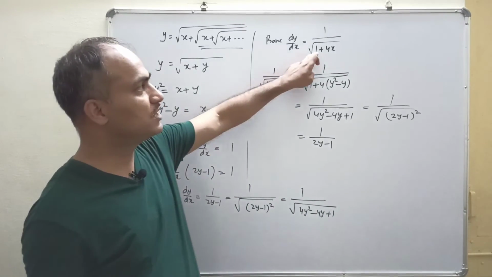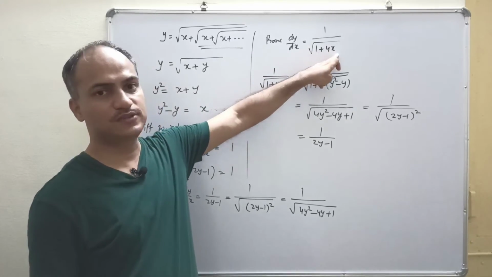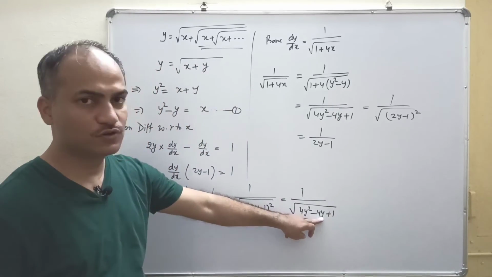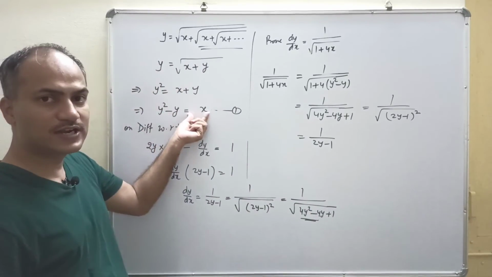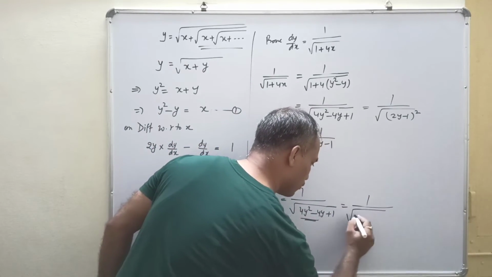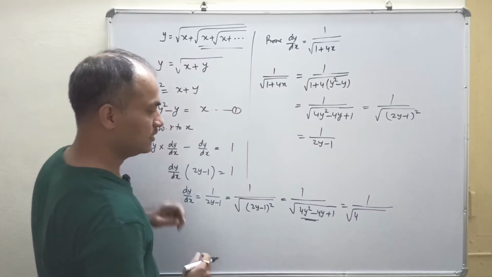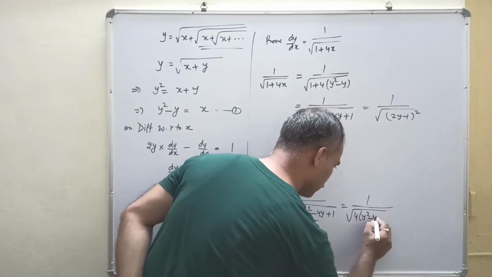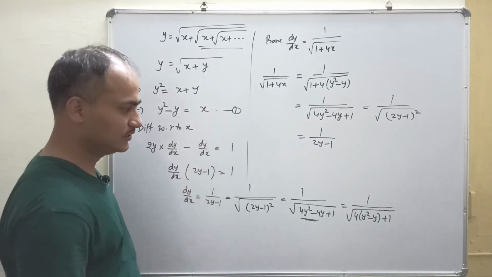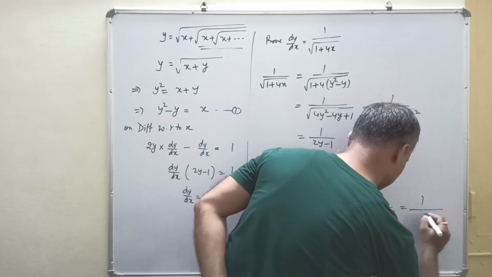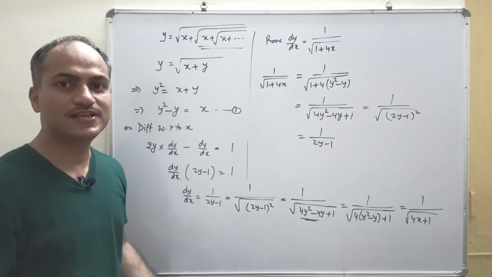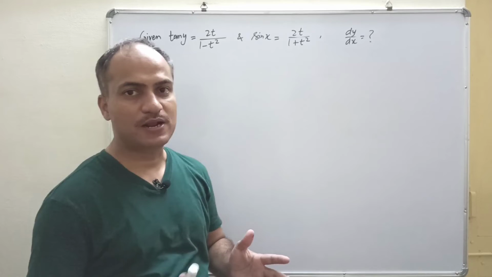Look, we need to prove 1 plus something. So 1 we have got. Now focus on this term, 4y square minus 4y. Can we somehow get x? Just see, if we take 4 common, then what we get? y square minus y. And what is this y square minus y? This is x. Hence this term is equal to 4x plus 1. Our result is proved.